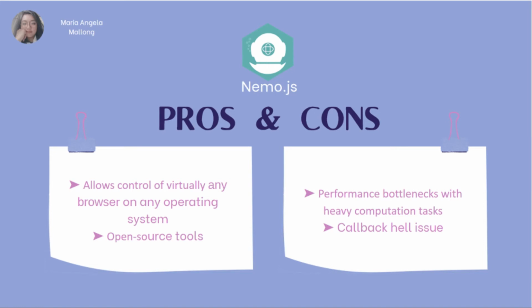Nemo.js advantages are: it allows you to virtually control any browser on any software that communicates with the hardware and allows other programs to run. It also has an easy interface for adding new functions. Lastly, it is an open source tool, which means that the source code is openly published for use from its original design without paying. For its cons, its performance bottlenecks with heavy computation tasks and it has the callback hell issue.